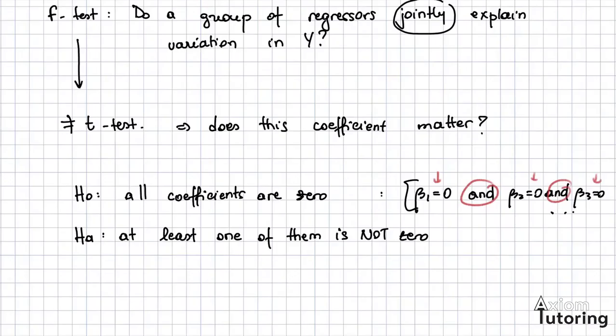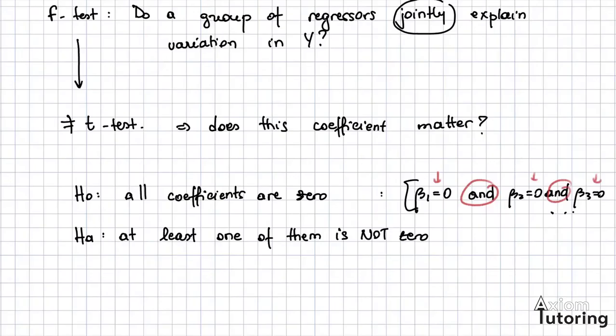So you might think, well, why not just look at the t-test? And the thing is, there's an issue. Variables can be insignificant individually, yet they can be very important jointly with other variables, especially in cases where regressors are correlated with each other. So what the F-test does is that it captures collective explanatory power.